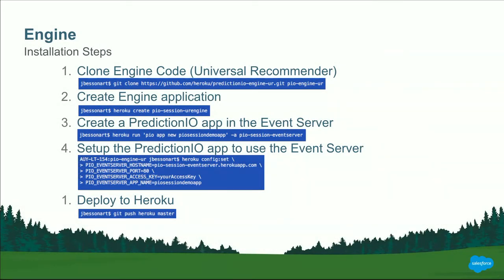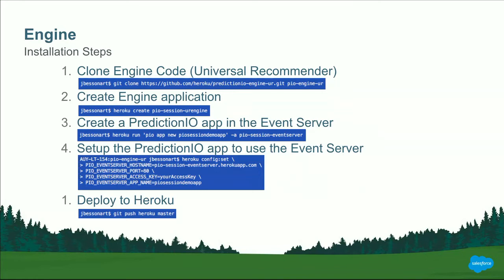The installation steps for the engine are pretty similar. You just clone the engine code. In this part we have different options, because PredictionIO has a template gallery of different engines that you can use and that can fit your needs. In our case, we used one from the template gallery called Universal Recommender. But you can browse the different engine templates, or you can even build your own template based on what you need.